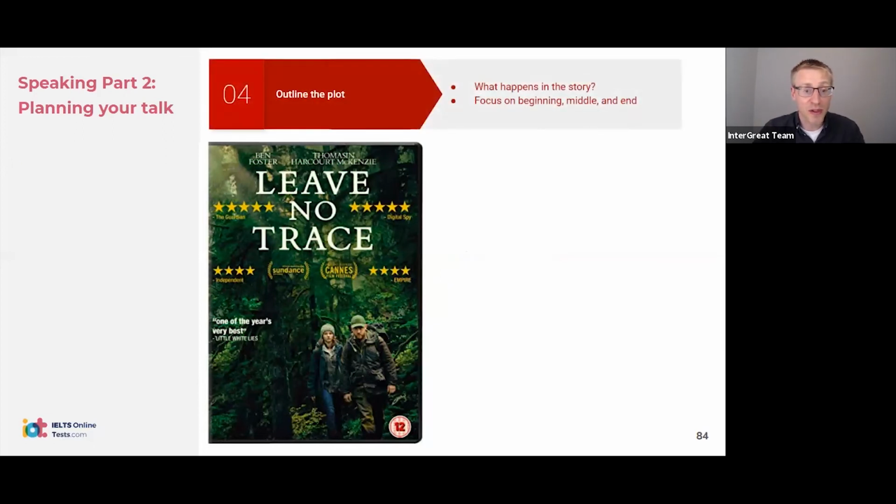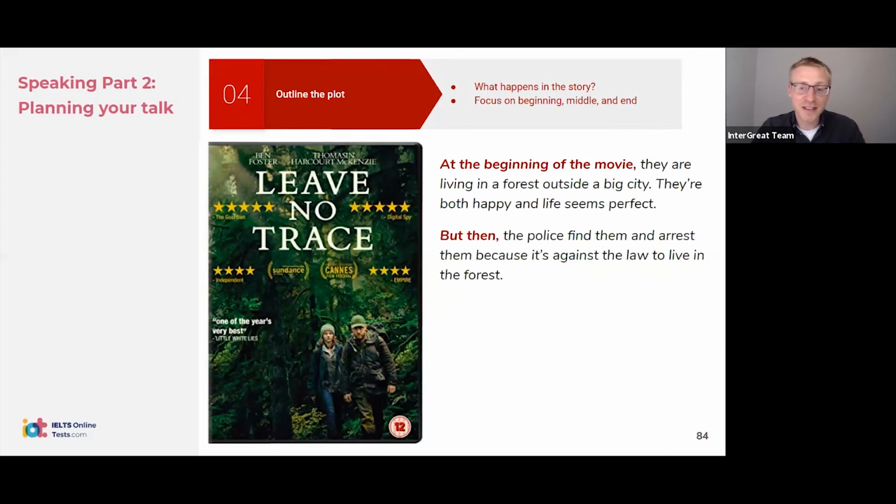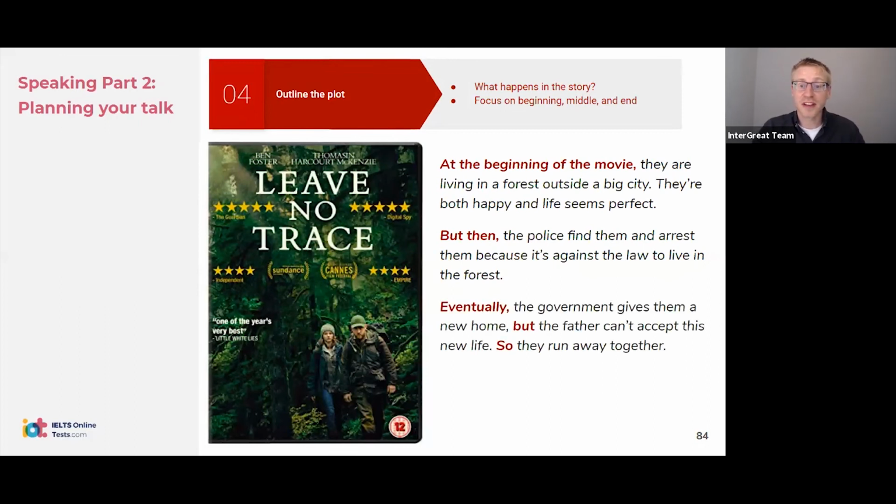Next, we can outline the plot. And it's very useful here to say at the beginning of the movie, they are living in a forest outside a big city. They're both happy and life seems perfect. But then the police find them and arrest them because it's against the law to live in the forest. Eventually, the government gives them a new home, but the father can't accept this new life. So they run away together. I won't spoil the ending of the movie for you, but it's very sad.